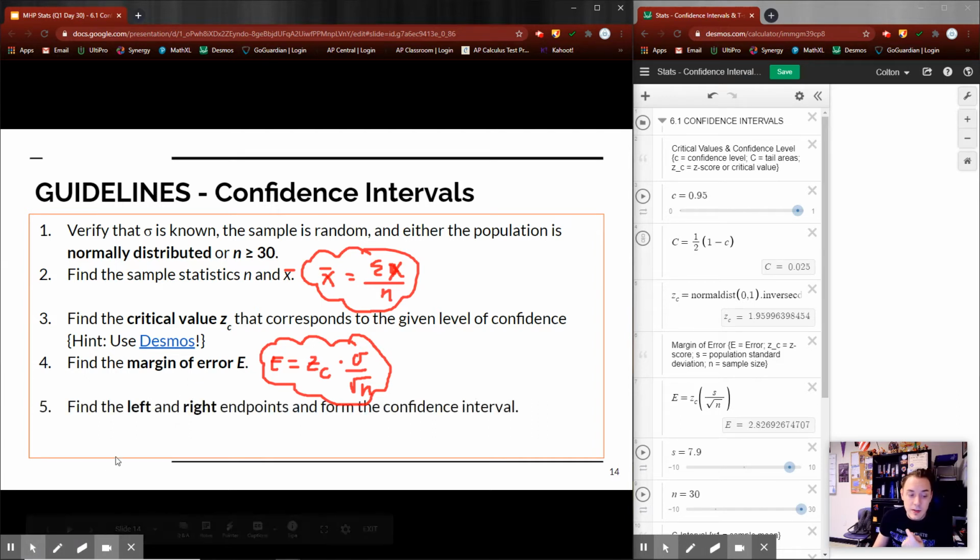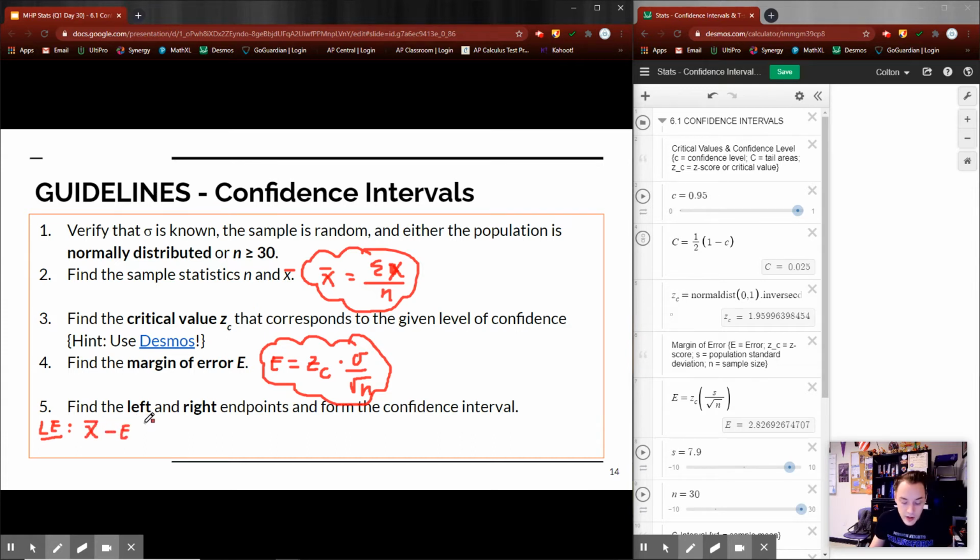And then the fifth step is find the left and right endpoints by adding and subtracting and form the confidence interval. So what is the left endpoint? I'm going to say this is the left endpoint here. The left endpoint is x bar minus my margin of error. My right endpoint is going to be x bar plus my margin of error.